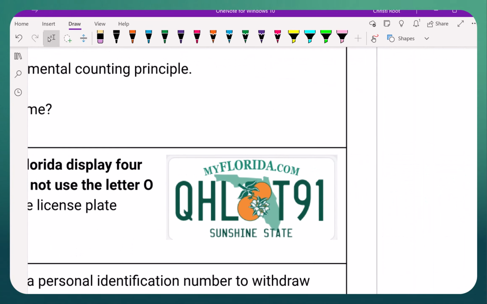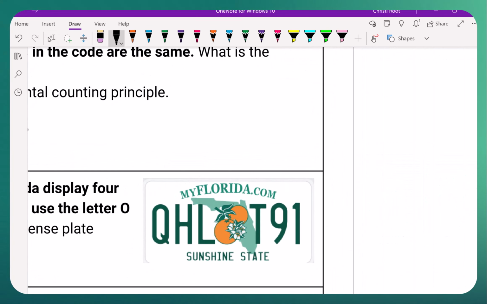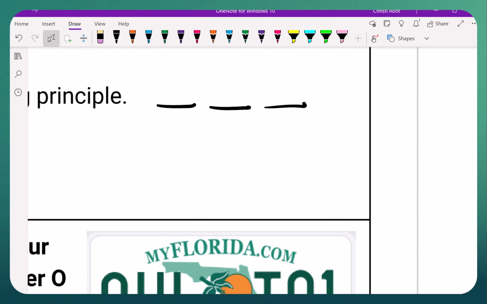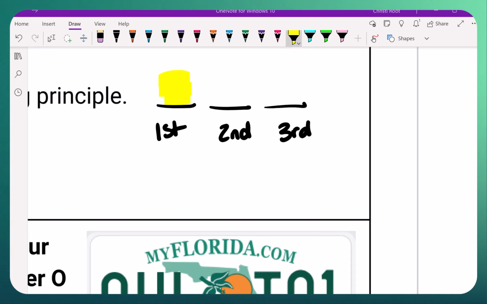So what I'm going to do is put 3 spaces. Each space represents 1 digit in your code. So this is the first digit, this is the second digit, and this is the third digit. Okay, so you have to figure out how many different digits I have to pick from. And a lot of people want to say 9, but they're forgetting about 0. So 0, 1, 2, 3, 4, 5, 6, 7, 8, 9. That is a total of 10 possibilities.